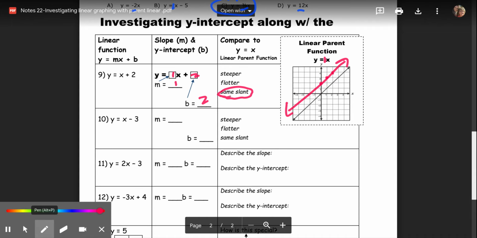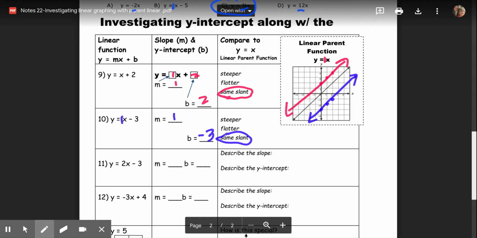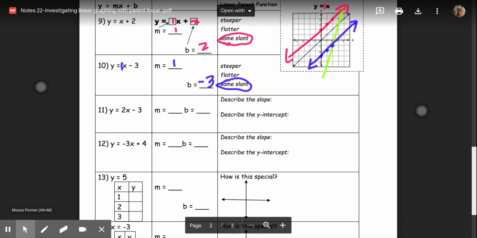So you've got your slope right here in front of x, it's 1. Your y-intercept is -3. So let's graph this one. So we're going to be at -3. And we're going to go up 1, over 1, up 1, over 1. All right, so guess what? Same slant. It's just moved down. That's the only thing different. They still have the same slant.